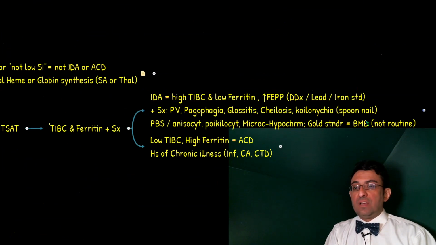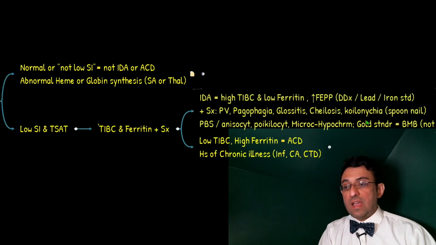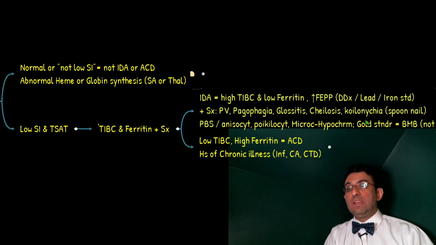Next, we will discuss the other differentials of microcytic anemias, and those are the conditions in which we do not have reduced serum iron and transferrin saturation, namely sideroblastic anemias and thalassemias.